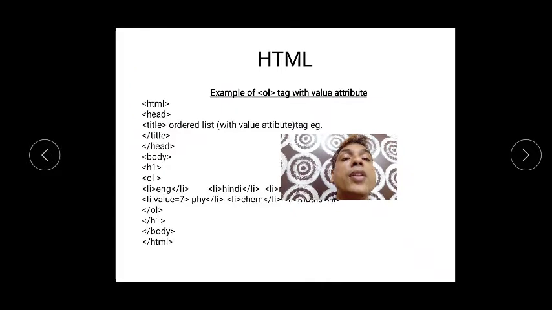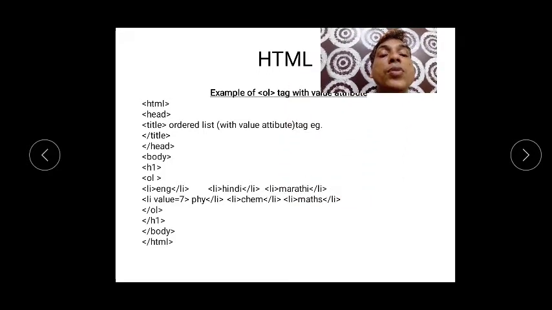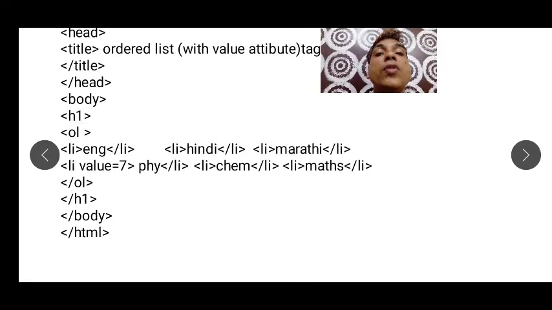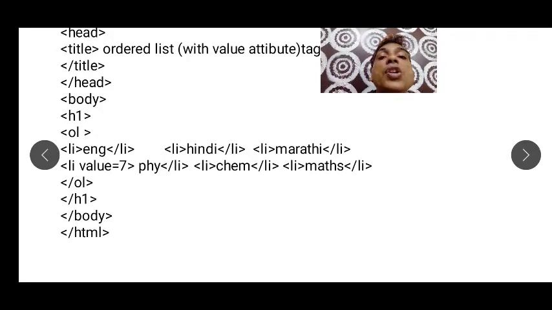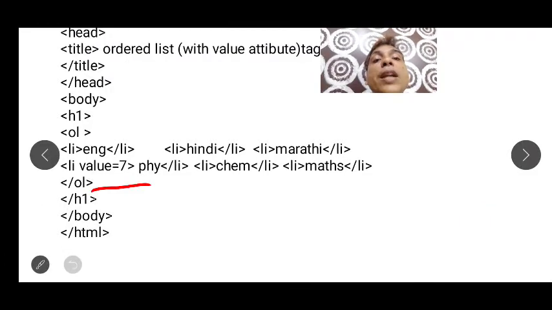Let's go with the third attribute, value. Okay, now attribute with value. So let's check the output. Here you can say that I have not used start or type attribute. I have directly written OL, then English, Hindi, Marathi. So I hope you know that 1, 2, 3. Then suppose 4, 5, 6. I want to continue from 7. So that's why I've used the value attribute.